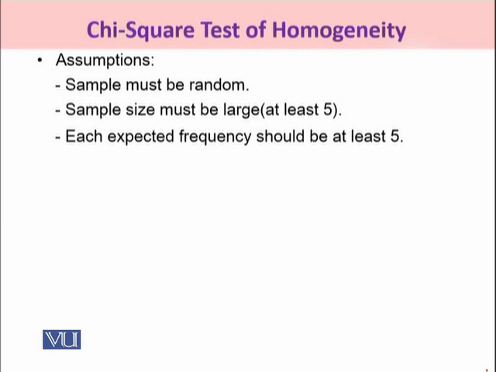And the last assumption, students, says that each expected frequency must be at least 5. Because if you do not get at least 5 in the expected frequencies, students, then the results of your Chi-square test will not be that reliable. So in order to follow the Chi-square test of homogeneity, your expected counts must be at least 5. That means greater than or equal to 5.